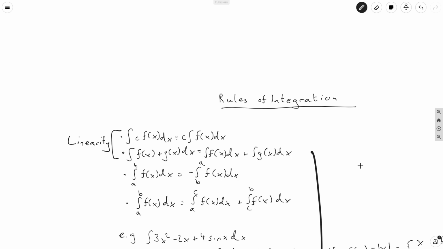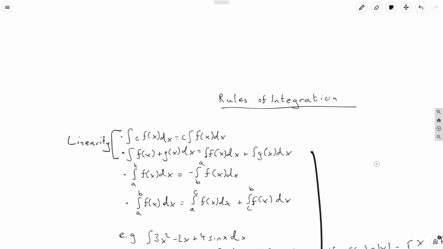These next two, however, are specific to definite integrals and not indefinite integrals, because they're to do with the bounds of integration. The third one says the integral from a to b of f of x dx is equal to minus the integral from b to a of f of x dx, okay? So this just means that we can swap our bounds by putting in a minus sign outside. So the integral from 0 to 1 is equal to minus the integral from 1 to 0 of some function f. This one doesn't come up very often, but if you ever need it, you can use it.